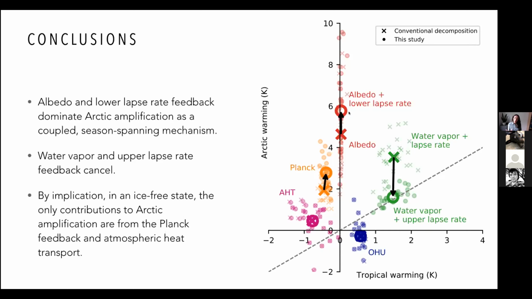So together, these two feedbacks are reflecting a season-spanning pathway by which the high latitudes are uniquely sensitive to a changing climate. And as a final point, an implication of this result for past or future warm climates is that the only contributions to Arctic amplification that would remain would be from the Planck feedback and atmospheric heat transport if you lose both the surface albedo feedback and the positive lapse rate feedback in an ice-free state.